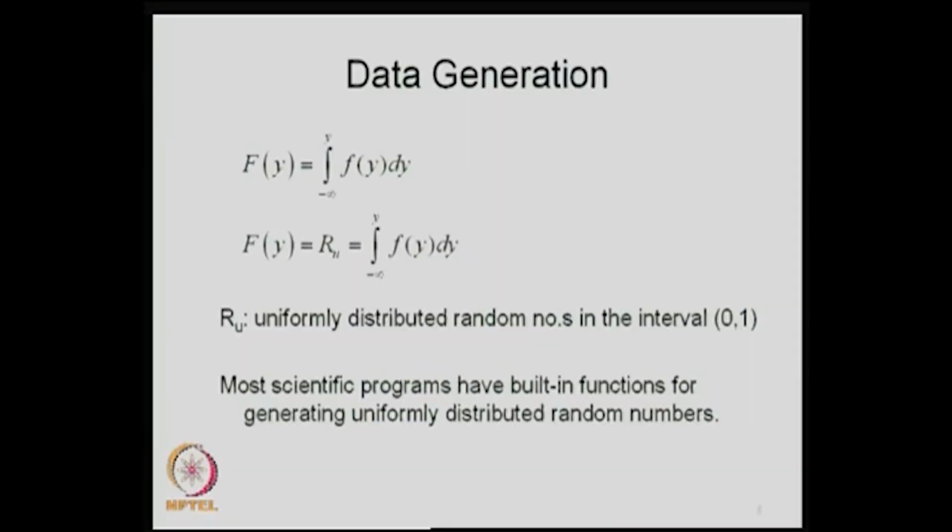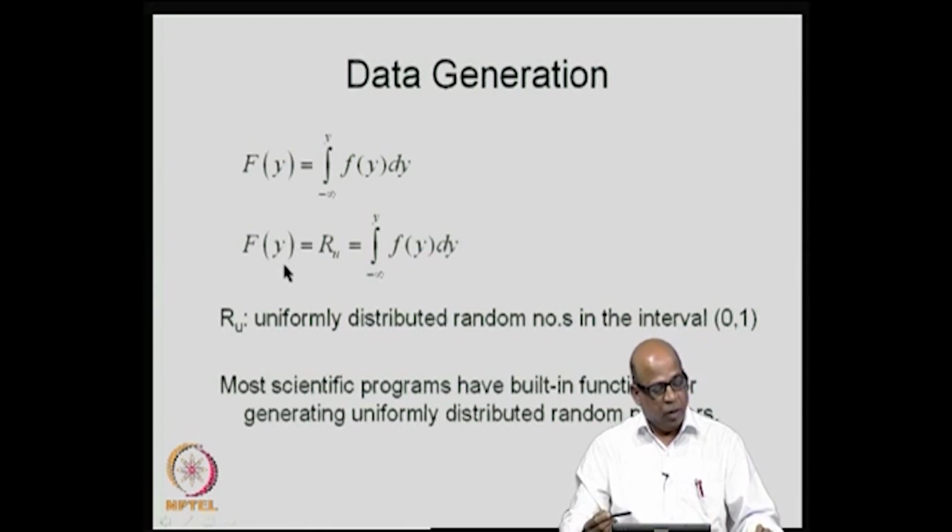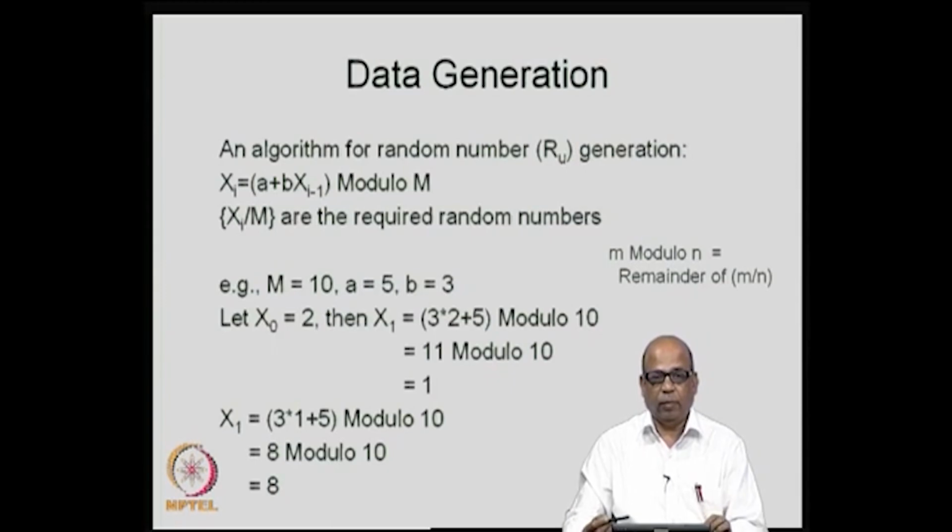So, you generate uniformly distributed random numbers either by using a calculator like this, or if you are using a computer, most of the standard scientific computer programs, like MATLAB or MS Excel and so on, have inbuilt functions for providing you uniformly distributed random numbers, RU. So, you use them and then solve for your y, and you use as many random variables as the number of values that you need to generate. Let us look at one simple example.